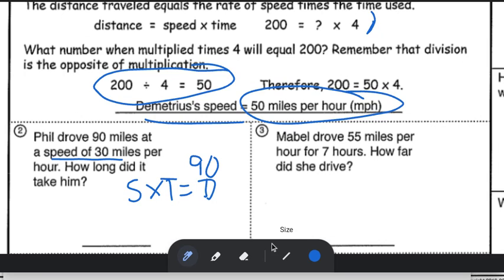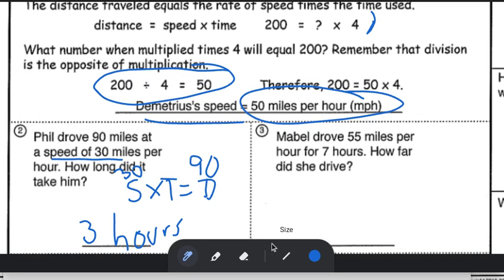The speed is 30 miles per hour. Write this on your paper. So we put 30 for the speed. I have 30 times some number is 90. What do I multiply 30 by to get 90? 30, 60, 90. 3 30s makes 90. So the answer is 3 hours, because it asks how long did it take him. 3 hours. Fill that in on your paper. I want you to pause the video and try number 3 on your own.